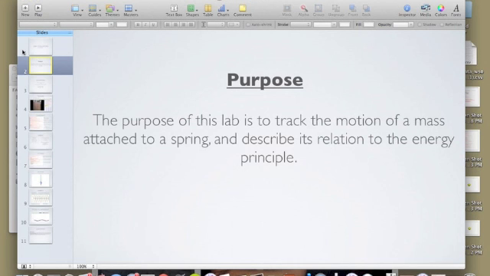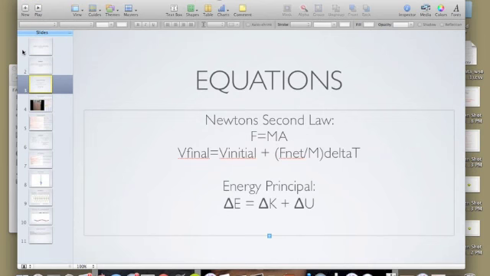The energy principle, in this case, is delta E equals the change in kinetic plus the change in potential energy. By observing this motion, tracking it, putting it into a Python file and creating a model for it, we'll see that delta E is equal to 0 and that it actually fits the energy principle.